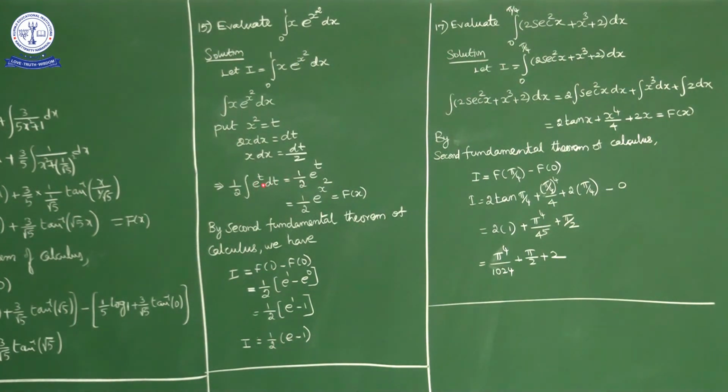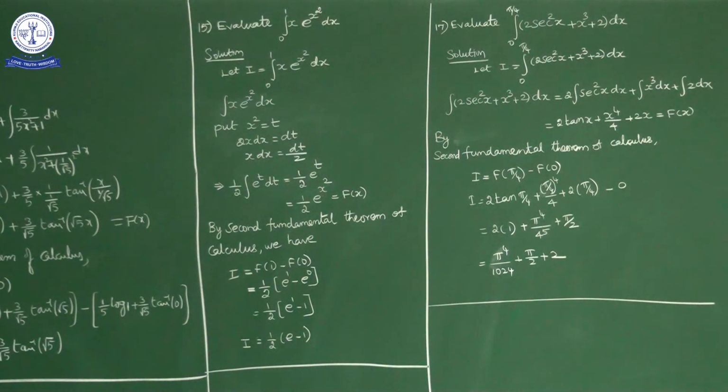So half e power t integration is e power t only. Half e power, what is t? t is x square. Half e power x square. This is capital F of x. By second fundamental theorem of integral calculus, I is equal to F of upper limit minus F of lower limit. So upper limit is how much? 1, no? So F of 1 minus F of 0. F of 1 is what? 1 by 2 e power 1, minus F of 0, how much? 1 by 2 e power 0. So 1 by 2 common, 1 by 2 into e power 1 minus e power 0. e power 0 is how much? 1. So 1 by 2 into e minus 1. So I is equal to what? 1 by 2 into e minus 1.